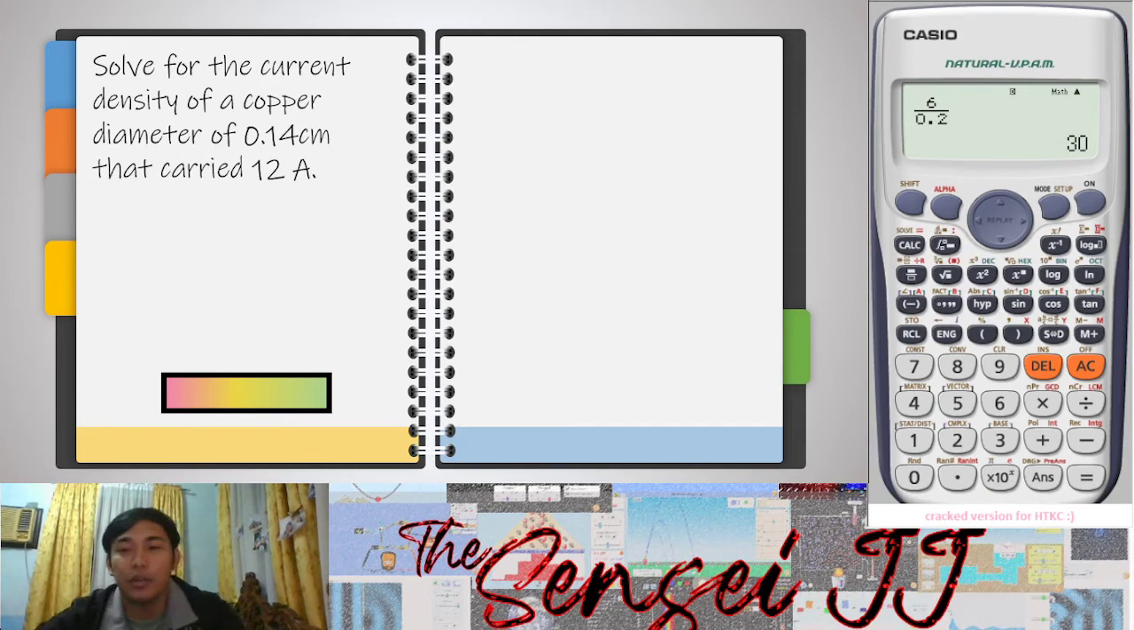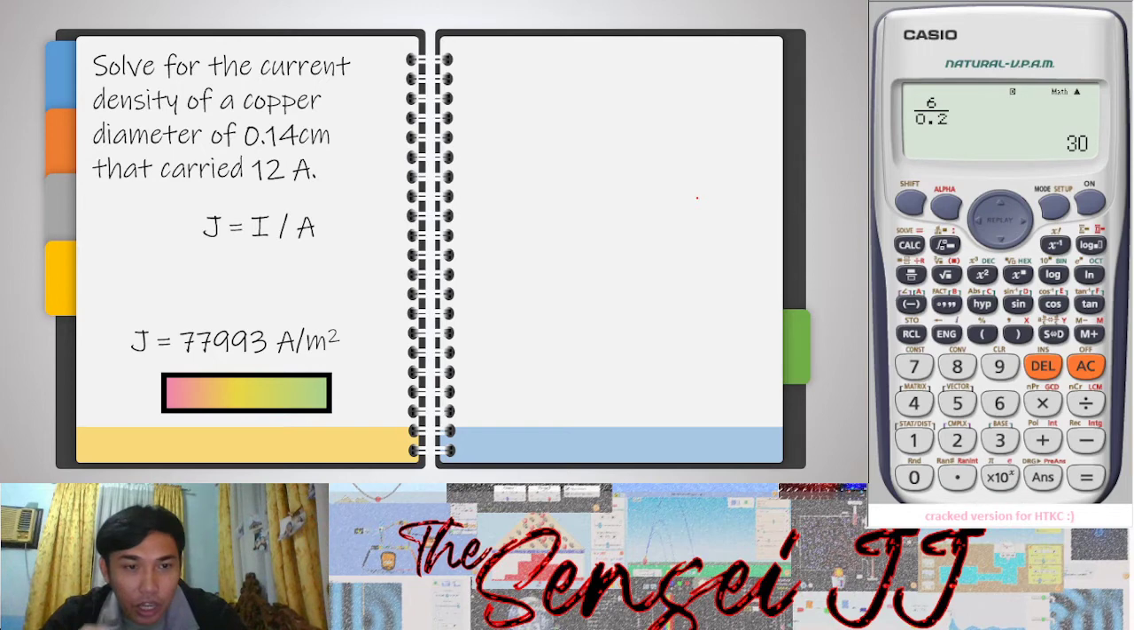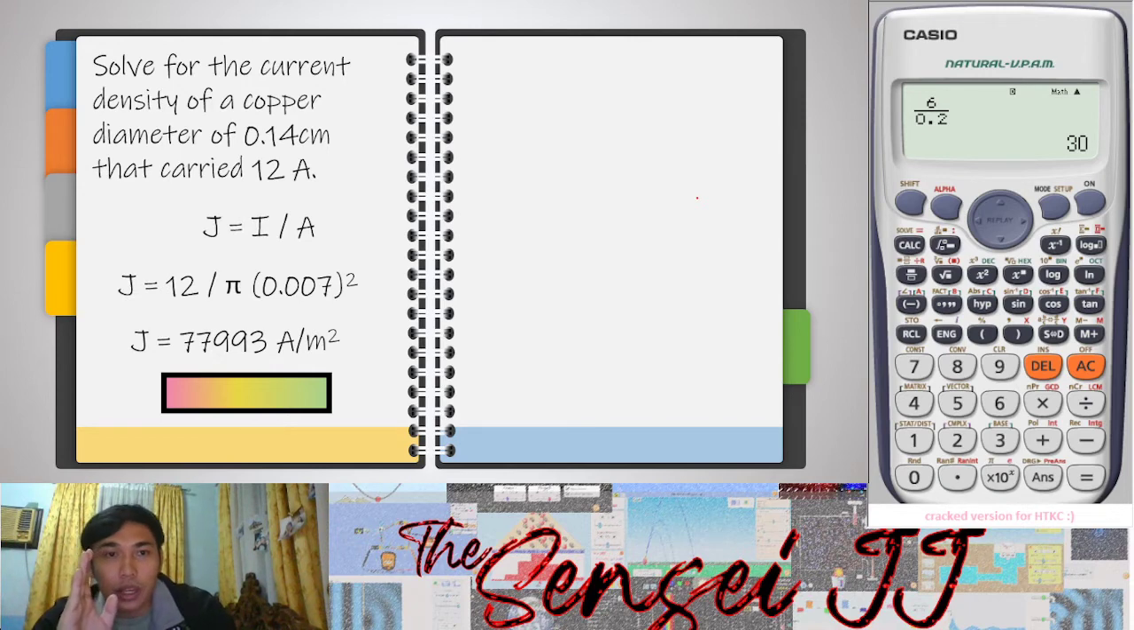Okay, guys, have you answered this question? I hope that you have answered it well. Let's proceed in answering this. We have here our formula of current density, which is J is equal to I over A. We have here our J of 77993 amperes per square meter, which is 12 divided by pi times 0.007 squared.